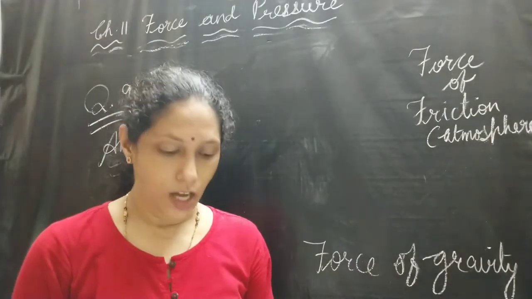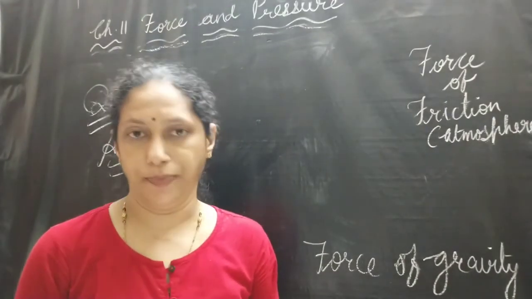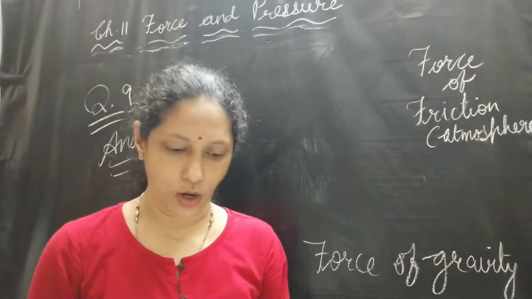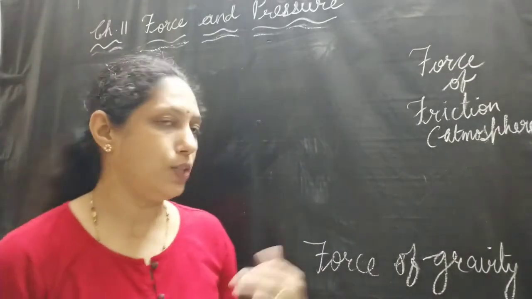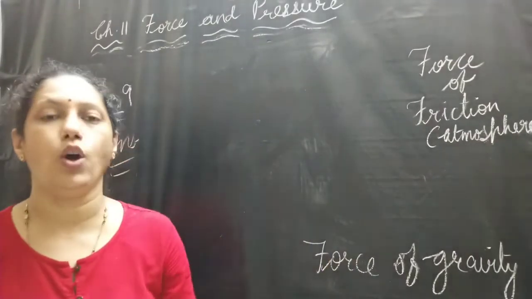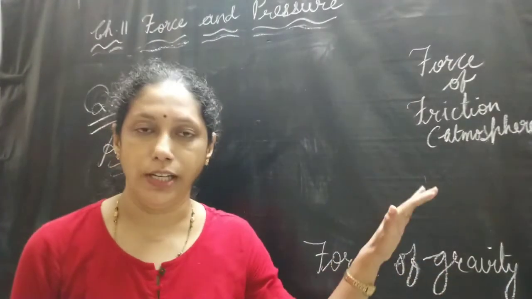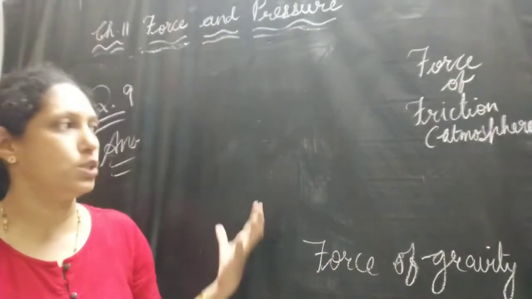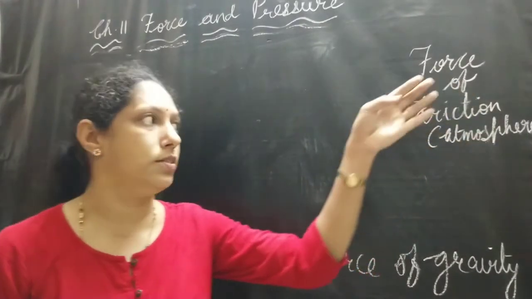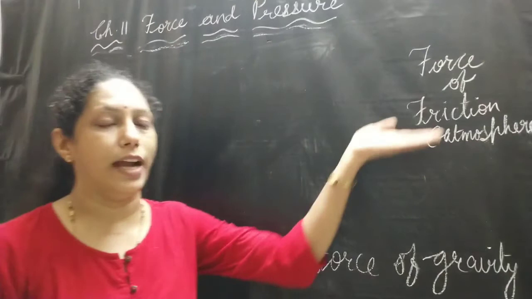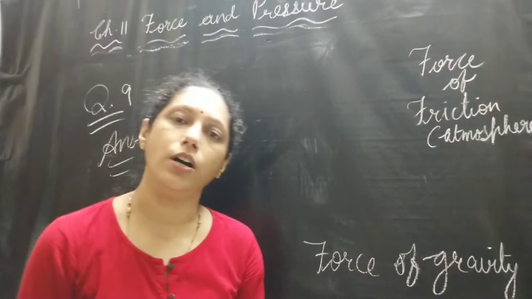Question number 9: a rocket has been fired upwards to launch a satellite in its orbit. Name the two forces acting on the rocket immediately after leaving the launching pad. When the rocket is leaving the launching pad, at that time the force of gravity is acting on it, which pulls it downwards towards the ground. And the other force is the force of friction, which is there due to the earth's atmosphere. This force of friction tries to oppose the motion of the rocket.